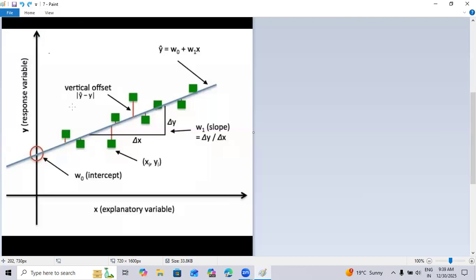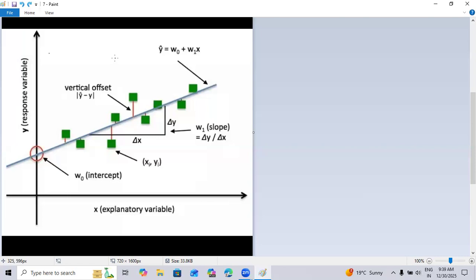This is the graph, how we represent the loss function. It is two-dimensional, with a y-axis and an x-axis. The y-axis is the response variable and the other is the explanatory variable. If we take a single line as input, this is how the slope looks.